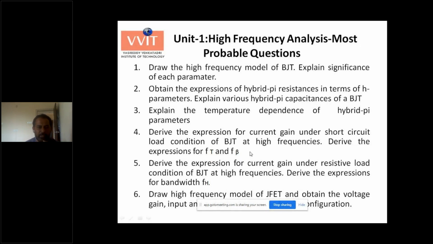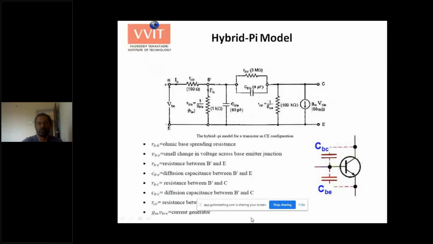You need to do the same thing. This analysis is known as analysis of current gain Ai with resistive load. And finally, we need to extend this to JFET for both common source and common drain configurations. So these are the important questions.